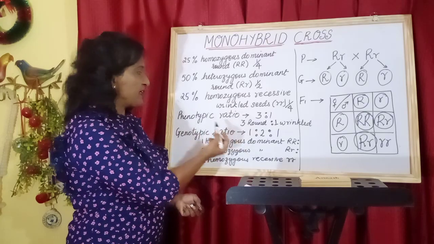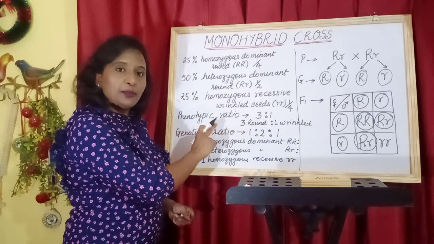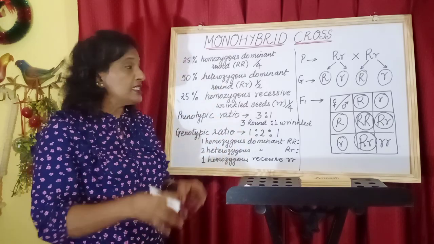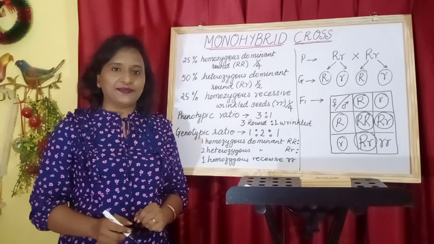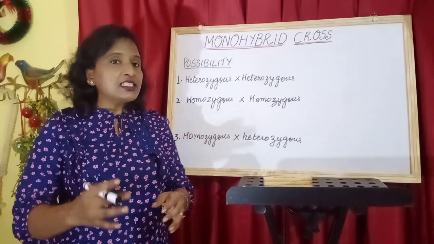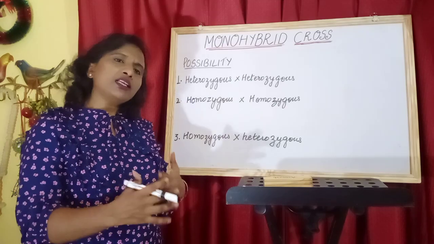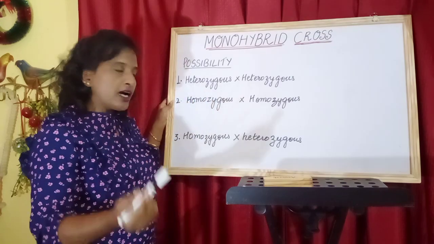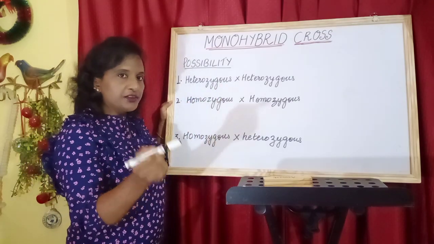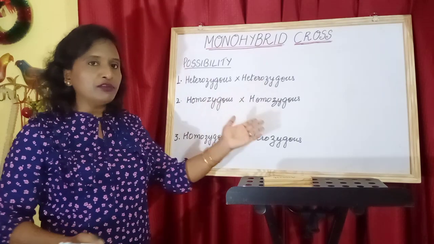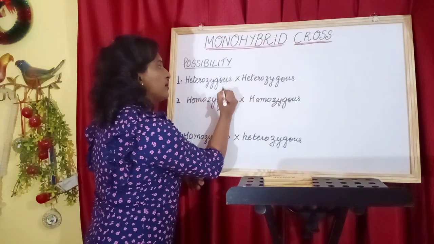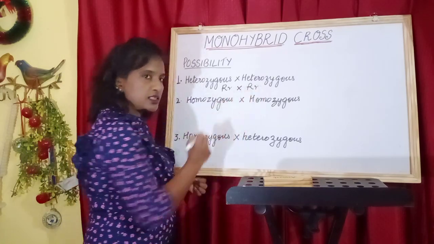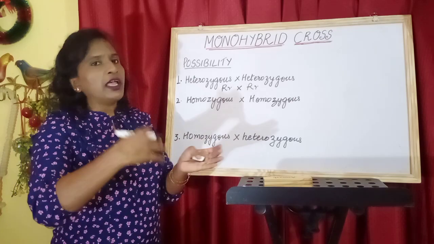And also we can find out the observable characteristic, that is the phenotypic ratio, and also the genotypic ratio, that are the genes or the alleles that they represent. So we'll see what are the different possibilities by which any particular problem can be asked on this cross. First, either they will ask heterozygous trait crossed with heterozygous. One of the problems we have already solved, wherein heterozygous round seeded plants were crossed with heterozygous round seeded plants, right?